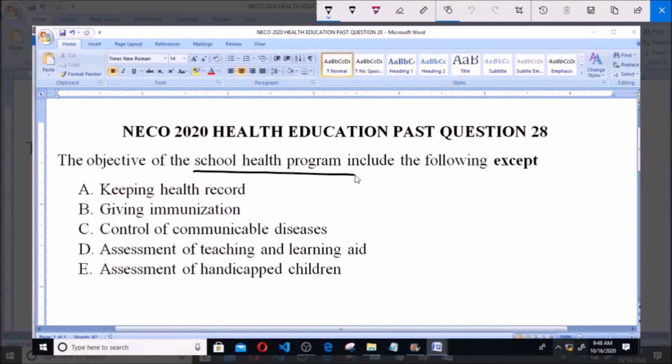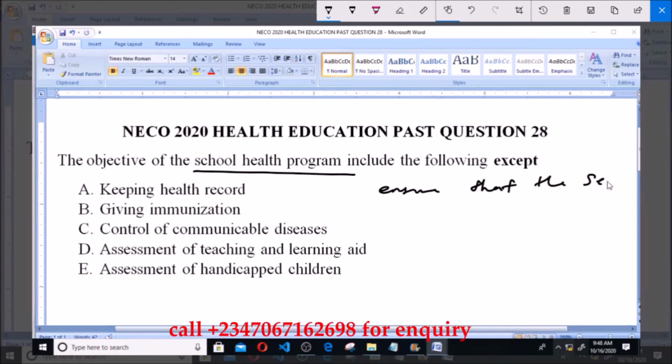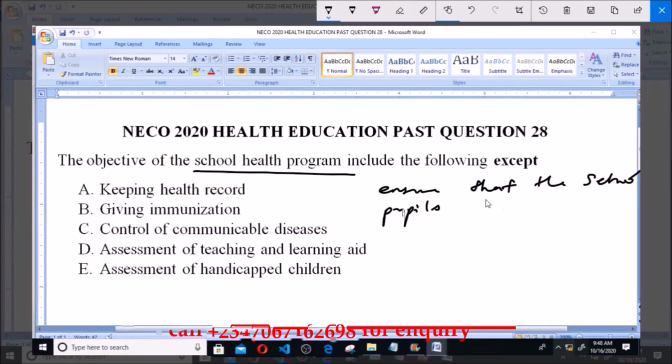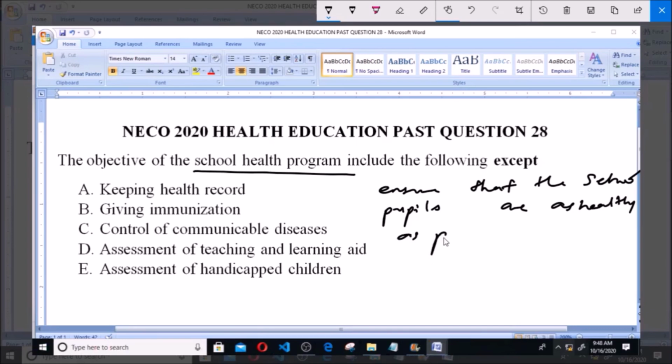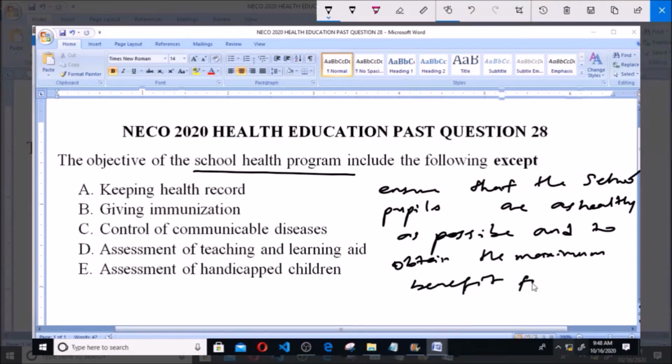So, school health program. School health program ensures that the school pupils are as healthy as possible and obtain the maximum benefits from his or her education.